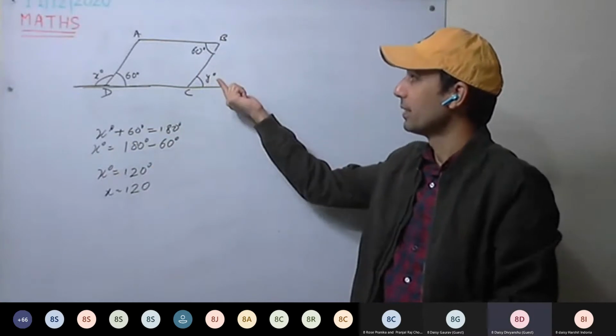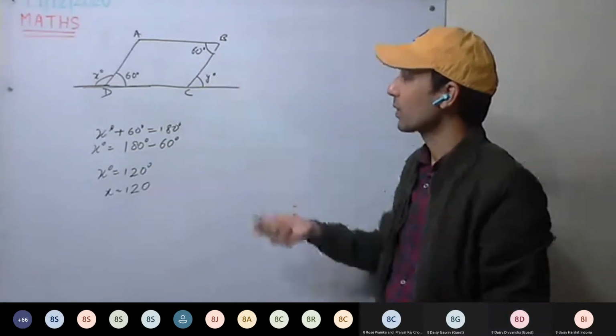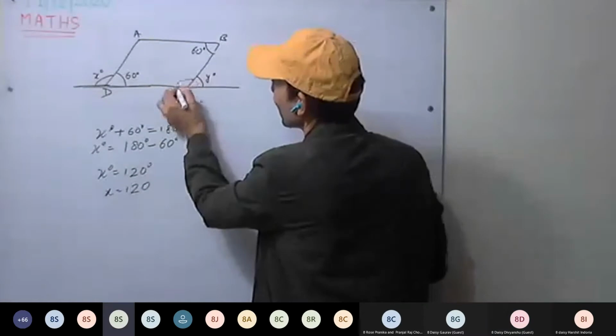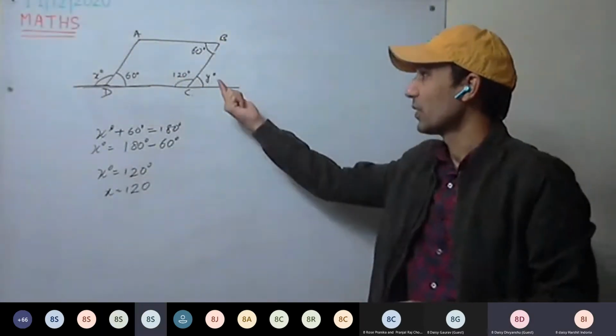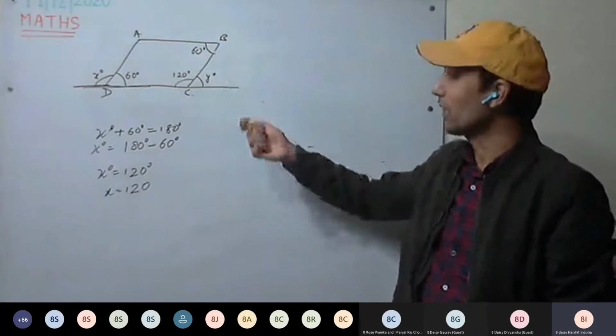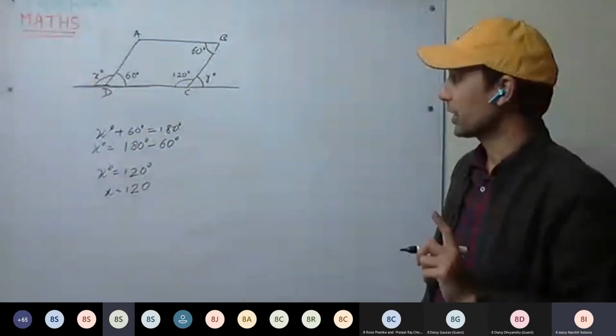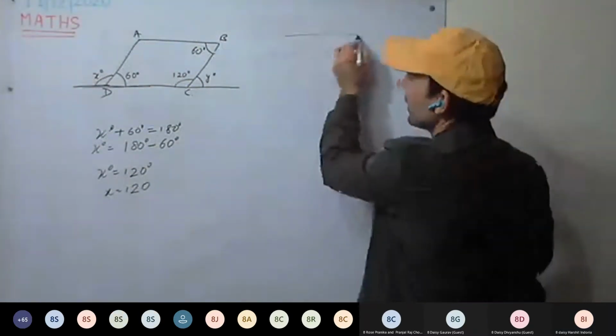And what about here? Angle C is 120 degree. You calculate that. Sir, angle y is 60 degree. Either you do 180 minus like this, or there's one more thing you can see.